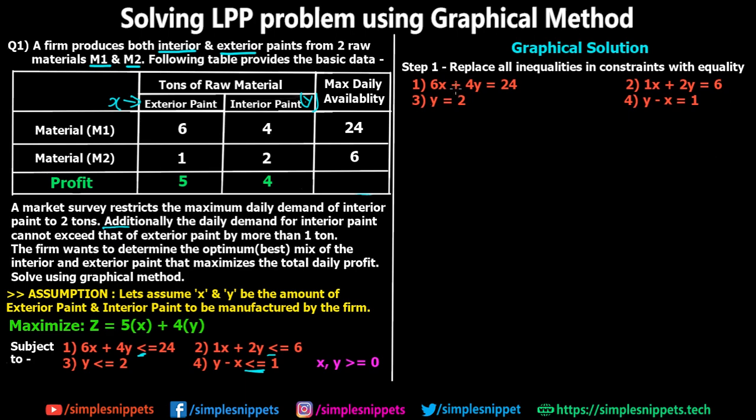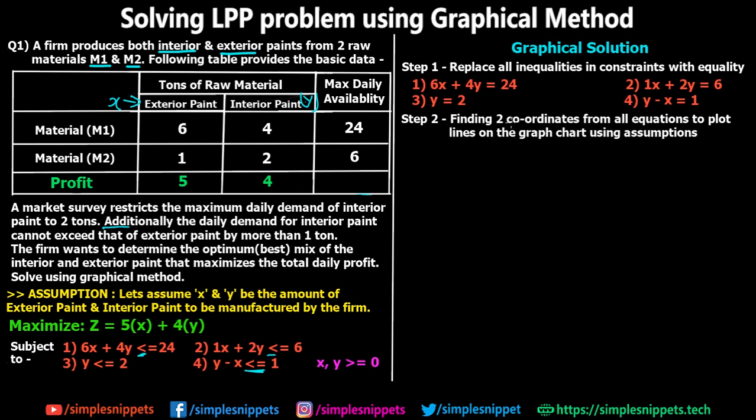So the reason why we do it is so that we can map these lines on the graph. So basically each equation is actually a line on the graph. So we'll come to that in a minute. Let's move on to step number 2. Step number 2 is finding 2 coordinates from all the equations to plot lines on the graph chart using assumptions.